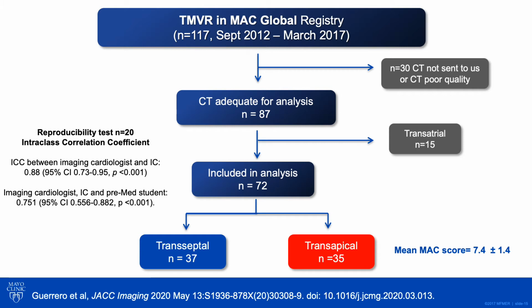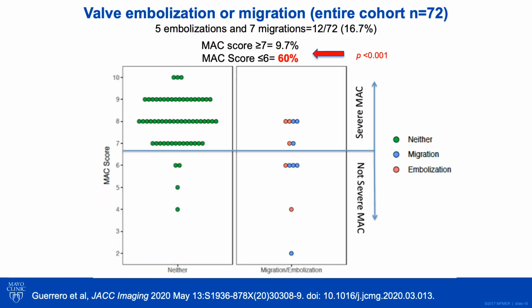We excluded the transatrial cases because during open transatrial procedures, the surgeons can place anchoring sutures, which would introduce bias into the analysis. So if we only focus on the transeptal and transapical cases, a total of 72 patients, the mean MAC score in this patient population was 7.4, so we're talking severe MAC. And this is what we found.